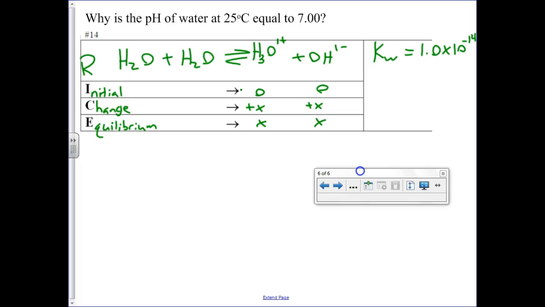What else does Kw equal? What else do you see there? Okay, the concentration of hydrogen ions multiplied by the concentration of hydroxide ions. And then there's also Ka multiplied by Kb. We learned that last week. We had used that one last week. We don't need it here. This is the one I want here.